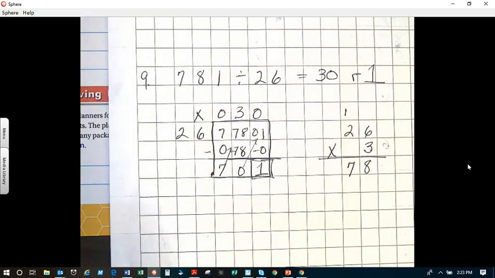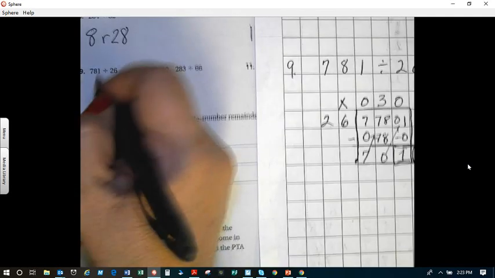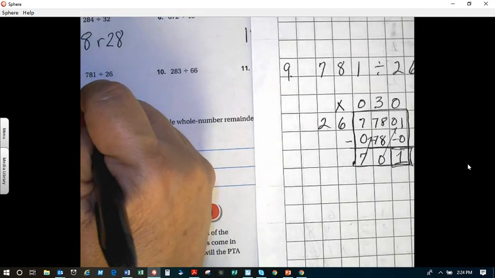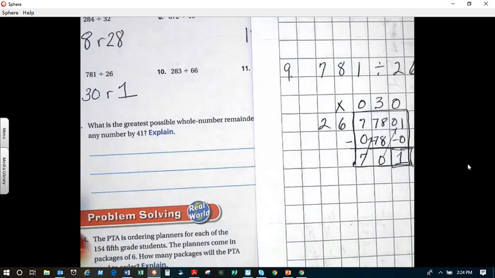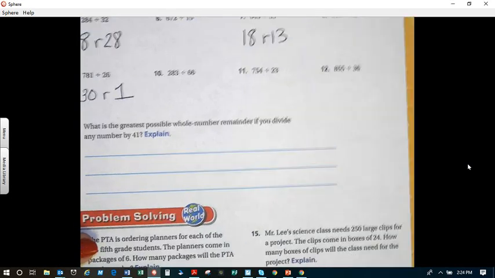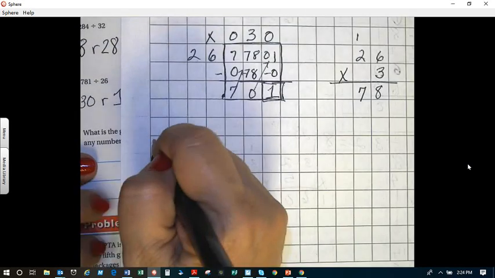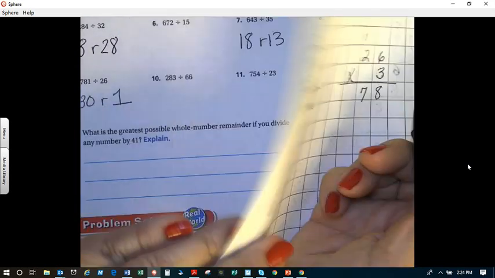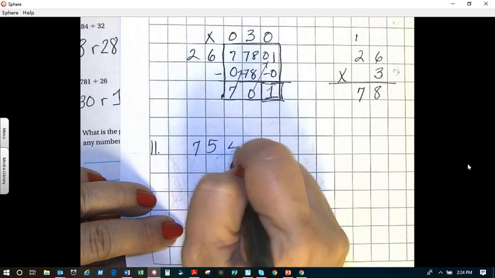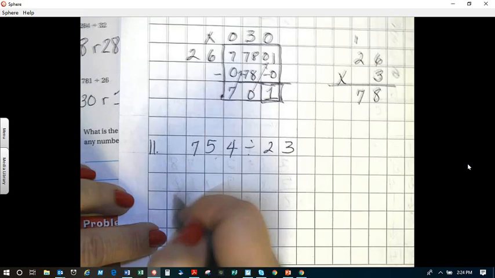Okay. And then I'm going to write my answer right over here. And again, if you feel that it's going too fast, slow it down or pause me and then play it again. So you can go step by step. And the last problem that we have is 754 divided by 23. 754 divided by 23. So now I have 23.